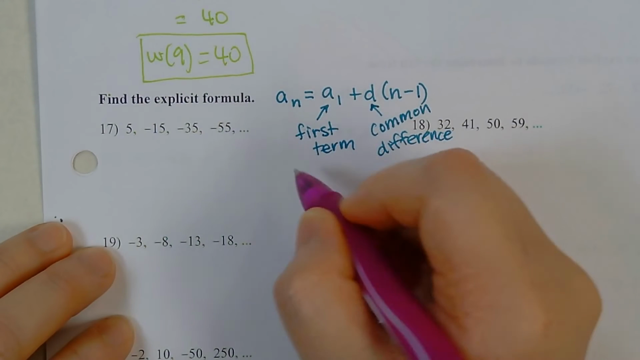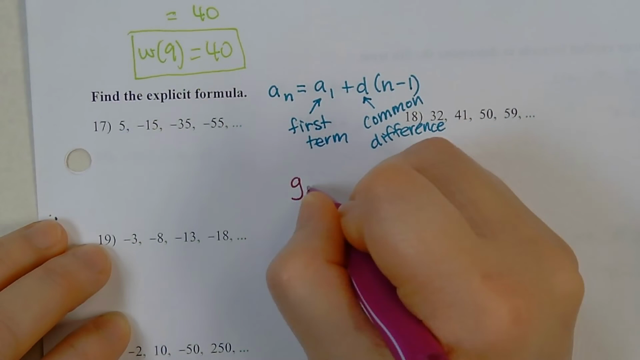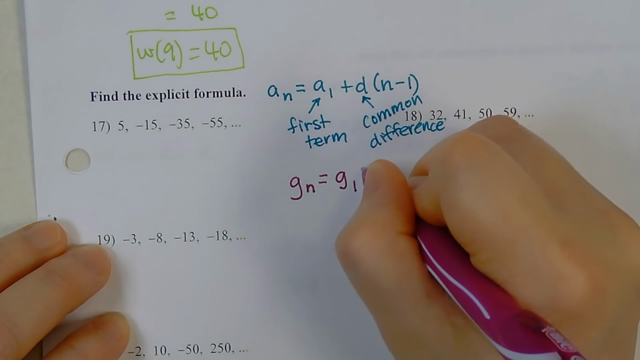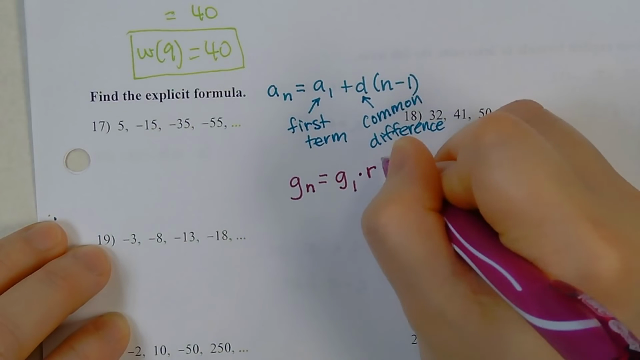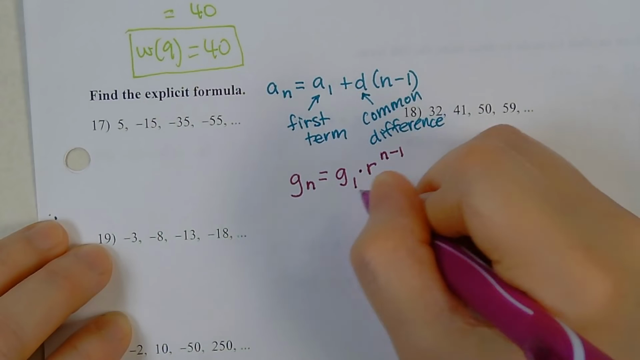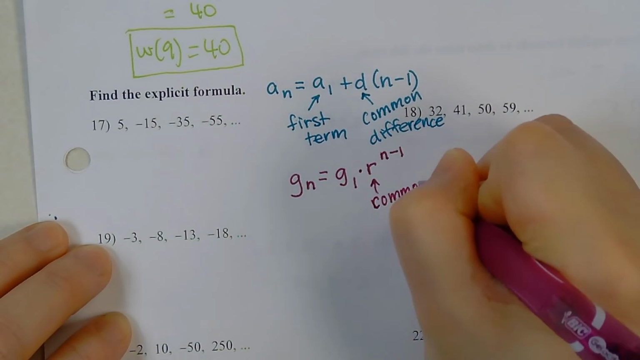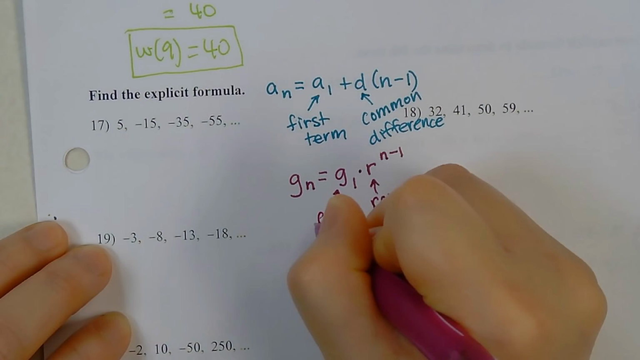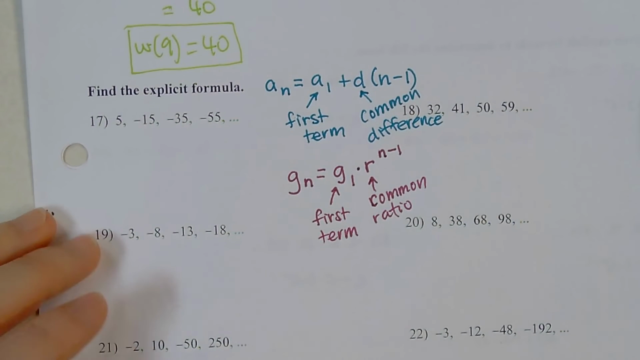And then the next one is the geometric one. We're just going to signify that by saying G. So G of n is equal to G1 times the ratio, we call it the ratio, to the n minus 1. And again, this is the common ratio, and this is, again, the first term. Okay, that's what that's going to look like.